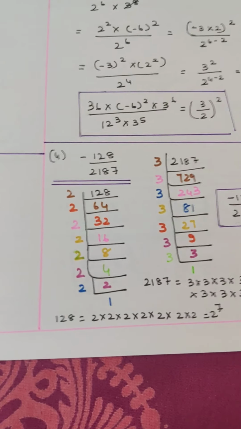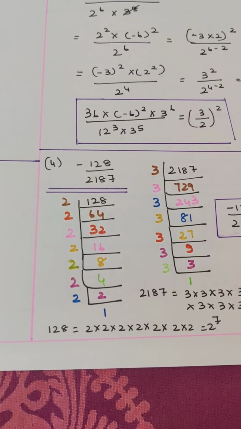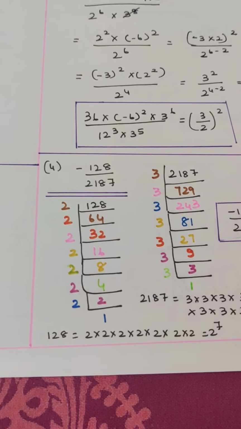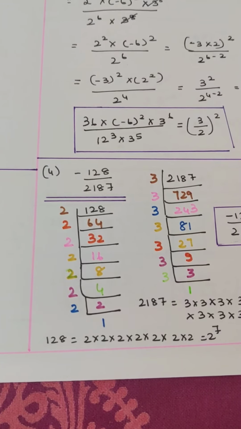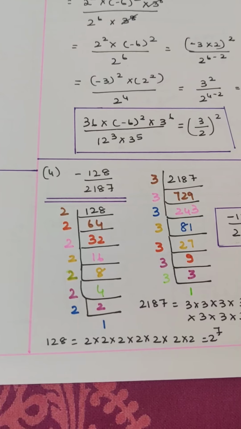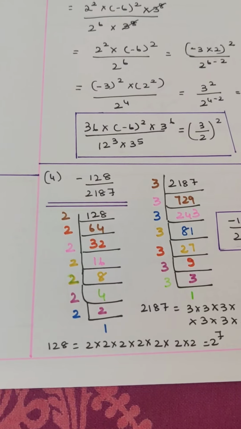Now the fourth sum, very simple: minus 128 divided by 2187. I have used different colors, kiddos. So 2 you will have to divide this by 7 times. 128 is nothing but 2 into 2 into 2 into 2 into 2 into 2 into 2, that is 2 multiplied 7 times.